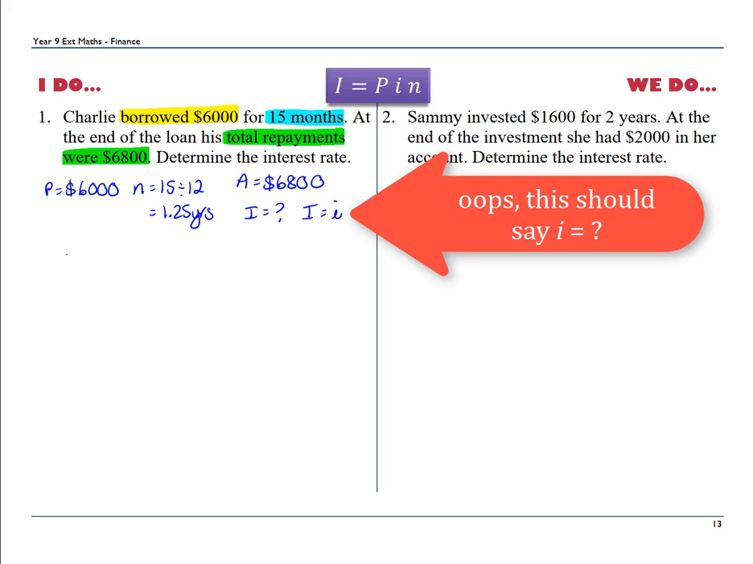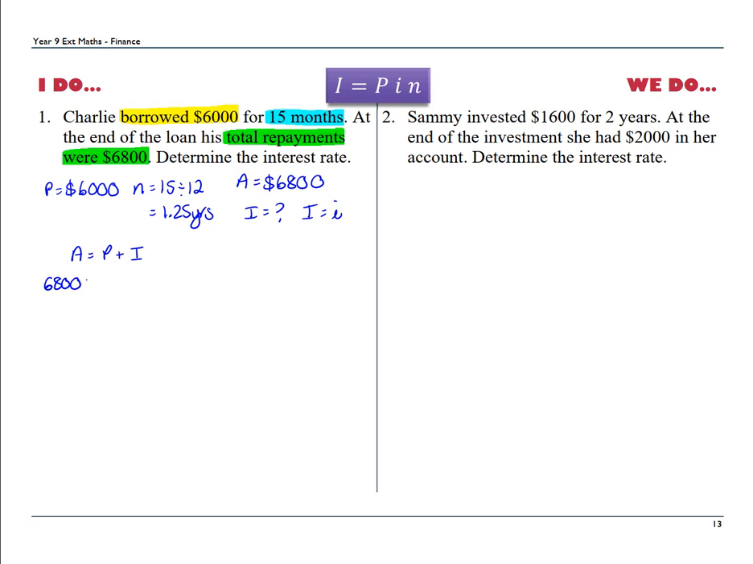So let's start with our amount. We know our amount is our principal plus our interest. So 6,800 equals 6,000 plus our interest. So you should see the interest is $800. But anyway, minus 6,000 from each side. Your interest is $800.